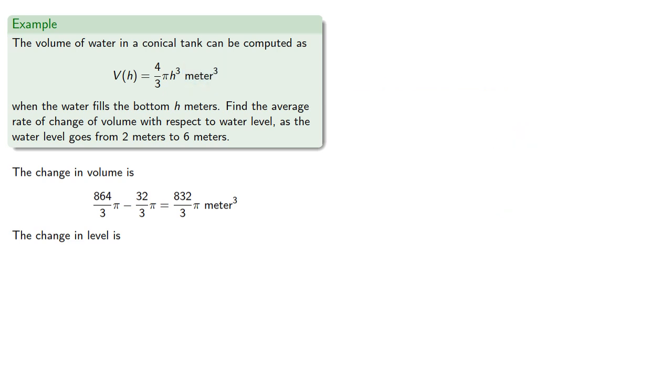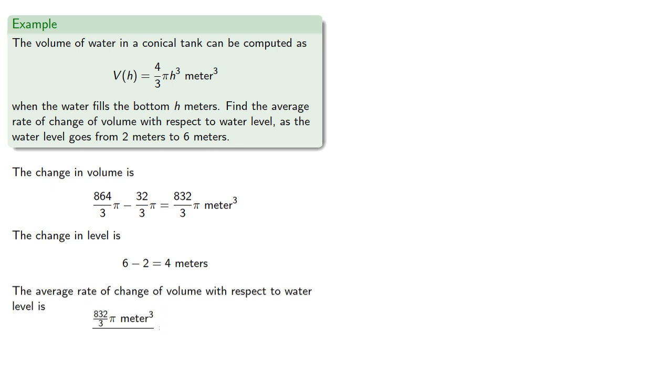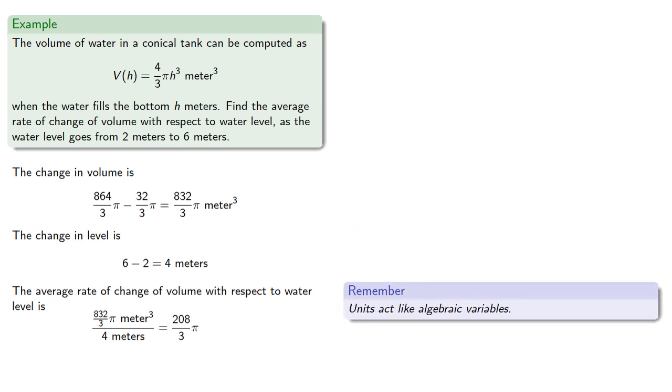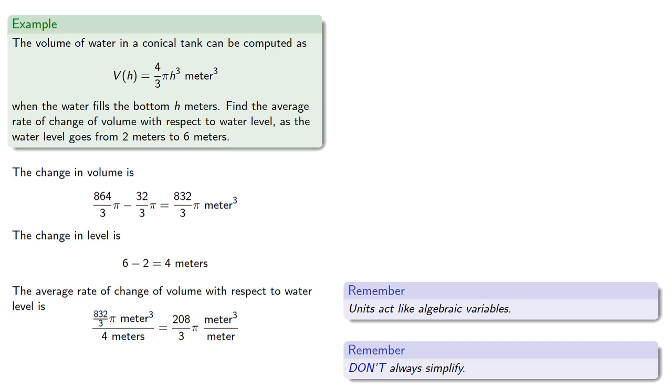The change in level is the difference between 2 meters and 6 meters. So again, end minus beginning is 4 meters. And the average rate of change will be the quotient, change in volume divided by change in level. And we can reduce the numerical part. And remember, units act like algebraic variables, so it's as if we have an x cubed in the numerator and an x in the denominator. And we could simplify, but when dealing with units, it's often best if we don't always simplify.